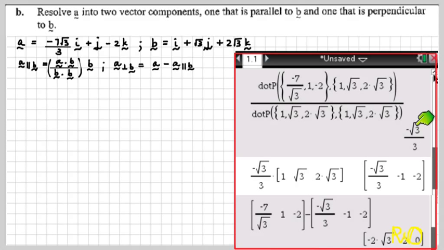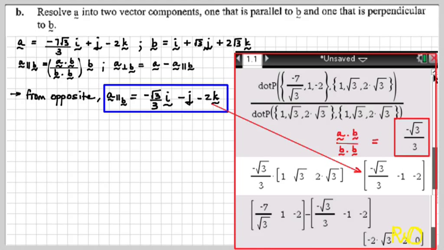It looks like it's minus root 3 over 3, or minus 1 over root 3, which is the same thing. And then what I've done in the next row is I've multiplied that by vector B. That thing there in that square matrixy thing, which is really a vector, is just B. So that's A dot B over B dot B times B. And there's your answer. That is the resolute of A parallel to B. So that's what that is. That's A parallel to B.